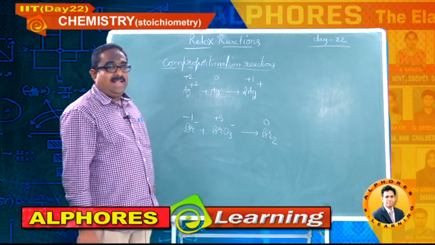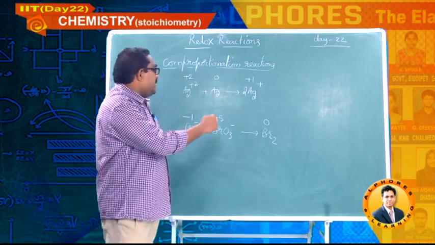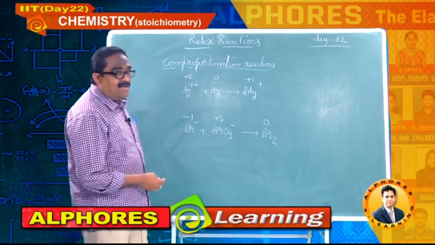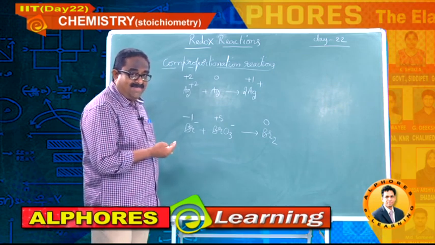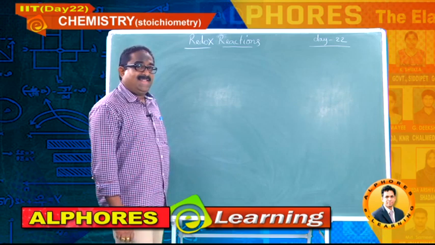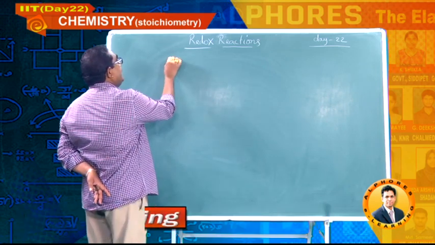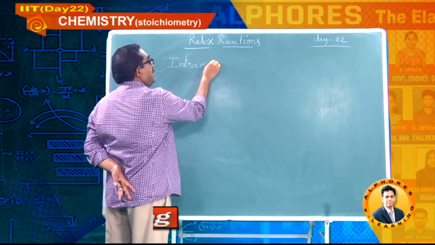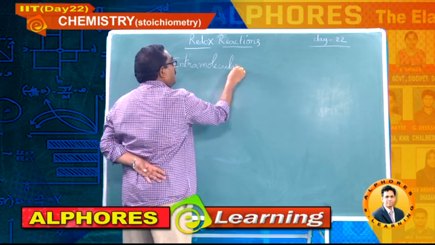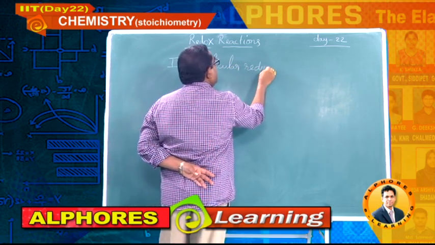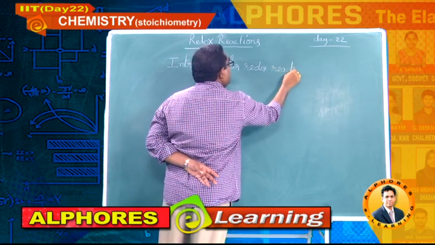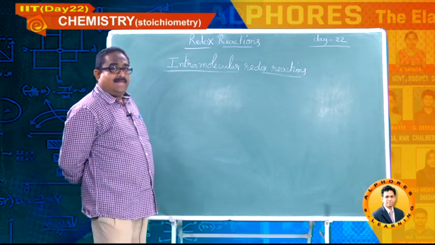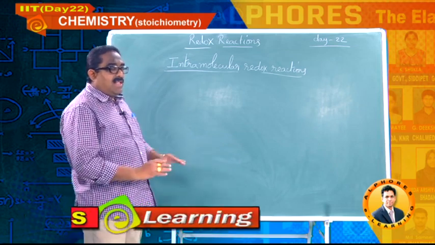So simply one can say comproportionation is nothing but a reverse reaction of disproportionation reactions. Please note it down. Then I will go for the next type. Okay students, let me go for the next type. Write down the heading: intramolecular redox reactions. Intramolecular, within the molecule, of course.